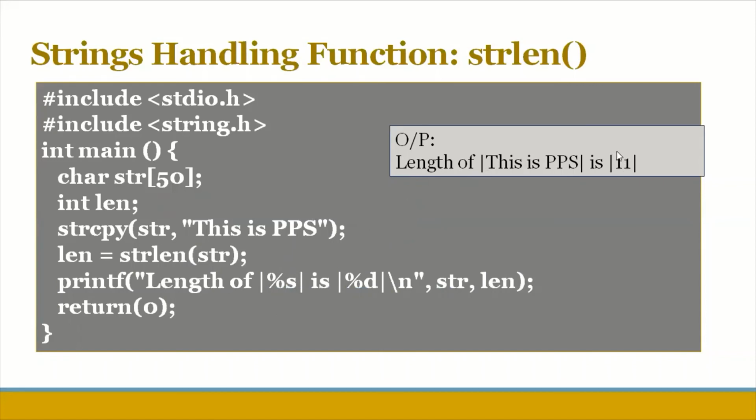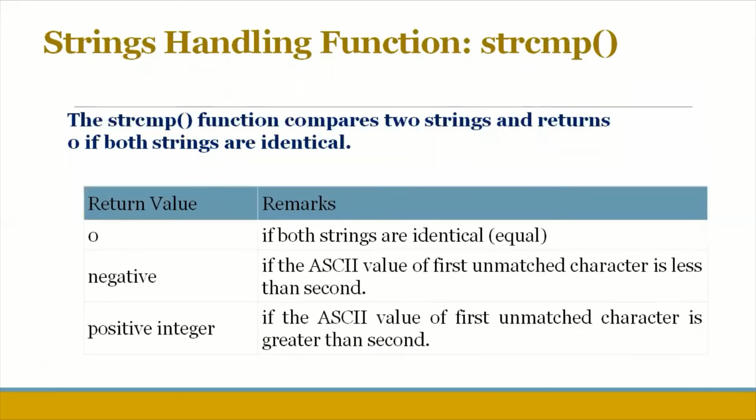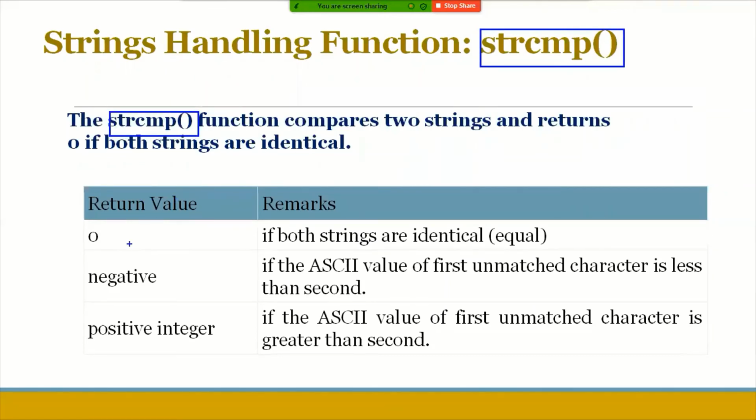That is about the strlen function usage. Then coming to the string handling function strcmp, which is used to compare two strings. So this strcmp function compares two strings. After comparing those two strings, if both strings are equal or identical, it will return 0. It will return negative if string 1 is less than string 2.